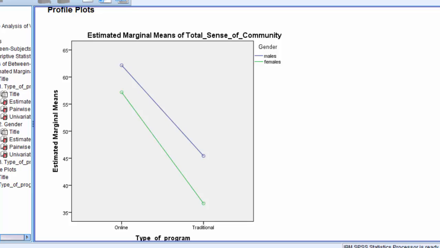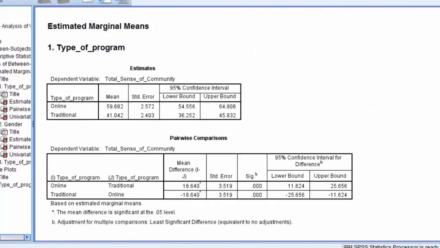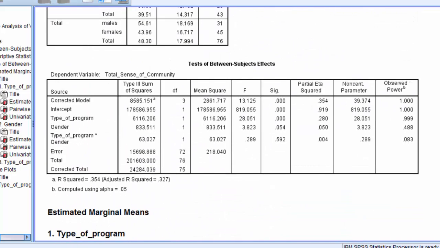Let's go ahead, though, and look at the tests of between subjects effects table, as this is where we're going to find our main results for our two-way ANOVA and be able to determine whether or not we have statistical significance for our interaction effect as well as our two main effects. So I'm going to scroll back up and find that table. Here we have the tests of between subjects effects table. Now, we're not really that concerned with the first two rows of the table. Our first concern is really the type of program and gender row.